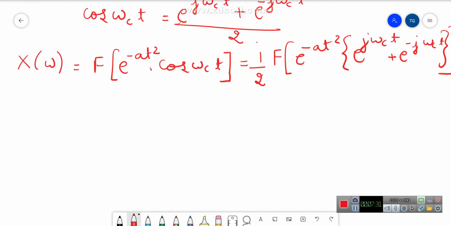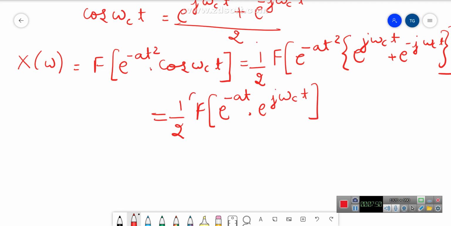Now opening this bracket and applying the Fourier transform to each of these terms, that is half of the Fourier transform of e to the power minus at square into e to the power j omega ct, plus the Fourier transform of e to the power minus at square into e to the power minus j omega ct.